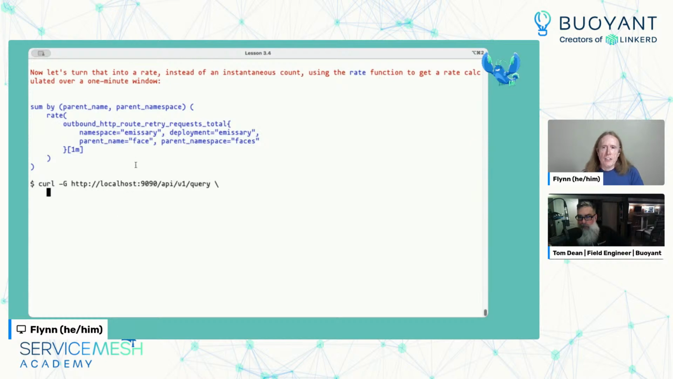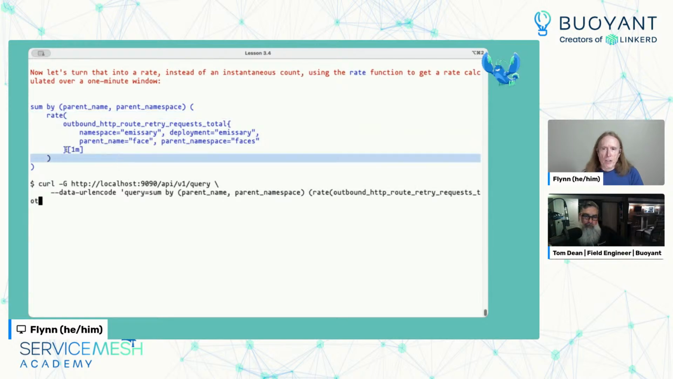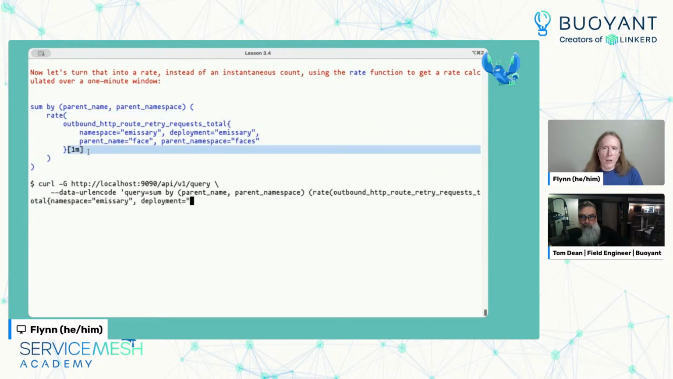Now, let's turn that into a rate by wrapping this whole thing in the rate function. One other thing that happens here is that we throw this 1m in. I'm telling it, take my same query there, turn that into a rate, and calculate the rates over a 1-minute window. I could have used something less, but whatever. We'll do it over a minute.